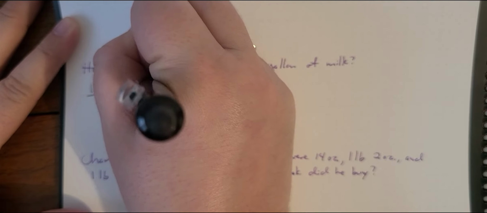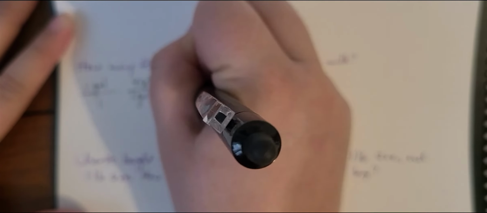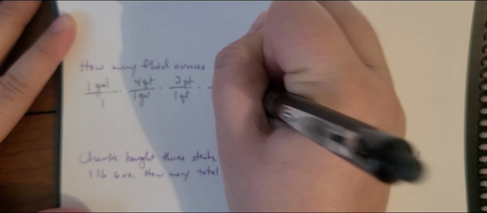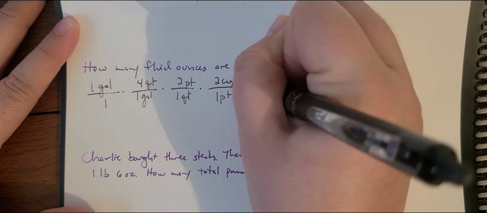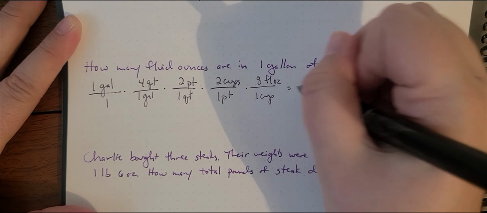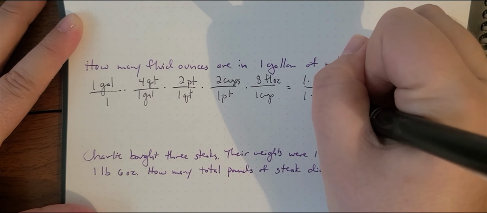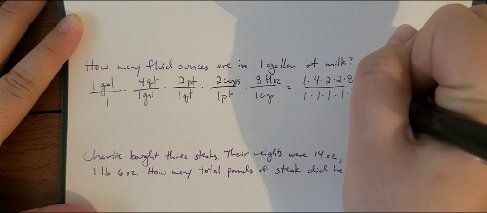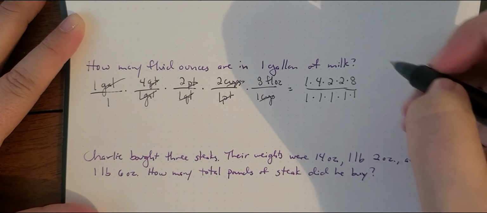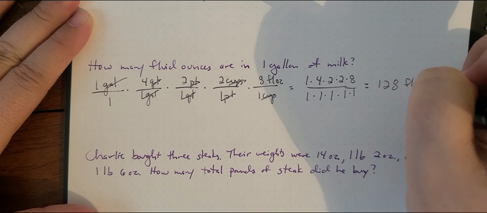1 gallon is equal to 4 quarts. And 1 quart is equal to 2 pints. And 1 pint is equal to 2 cups. And 1 cup is equal to 8 fluid ounces. And fluid ounces are what we're trying to find. So this is going to be equal to 1 times 4 times 2 times 2 times 8 over 1 times 1 times 1 times 1 times 1, because cups, pints, quarts, gallons all cancel out. And when we multiply this together, we get 128 fluid ounces. Okay?